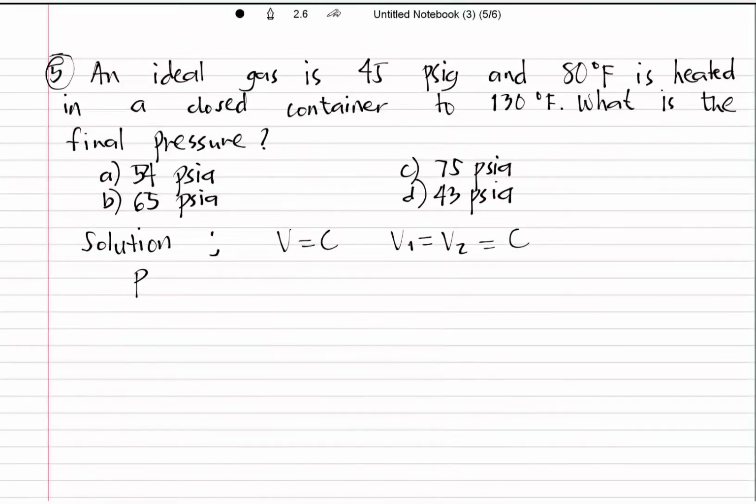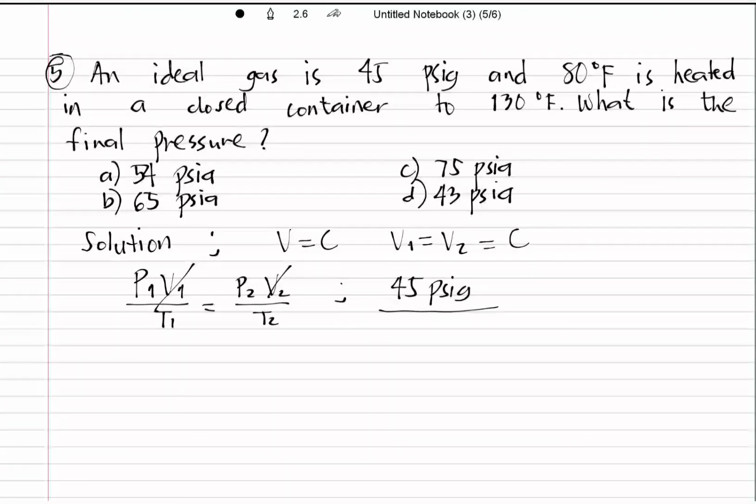Again, going back, P sub 1 times V sub 1 over T sub 1 is equals to P sub 2 times V sub 2 over T sub 2. Cancel yung V sub 1 and V sub 2. And then, substitute natin. P sub 1 mo is 45 psig. And then, T sub 1 mo is 80 degrees Fahrenheit, so 80 degrees Fahrenheit plus 460. Okay? And then, syempre, naka-gauge yung ating pressure. Ang hinihingi is final pressure.